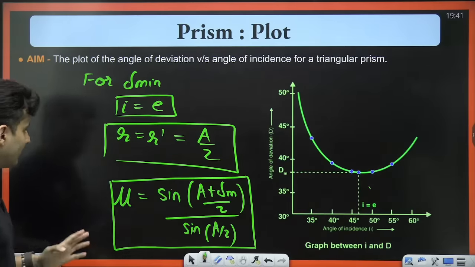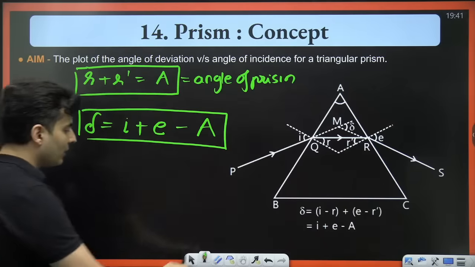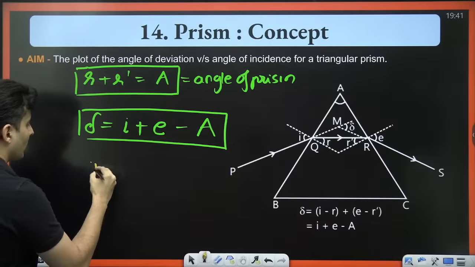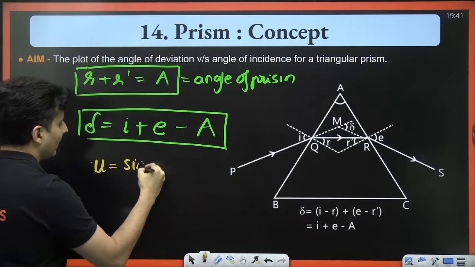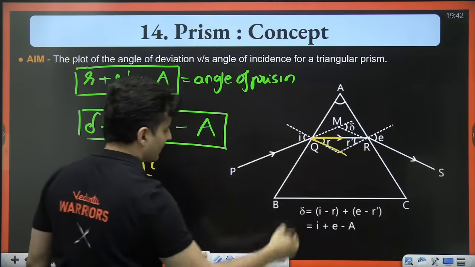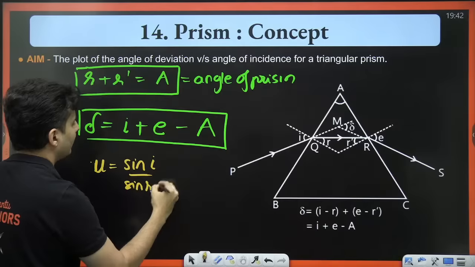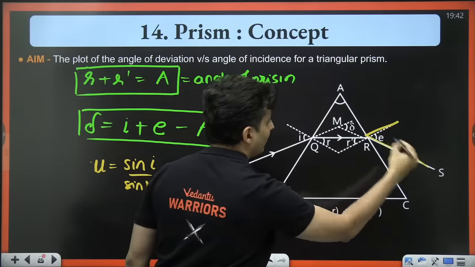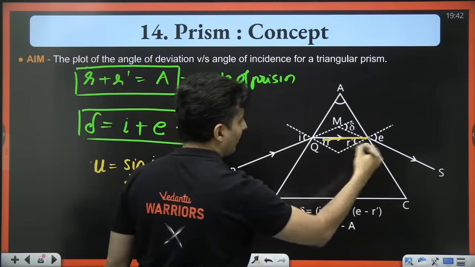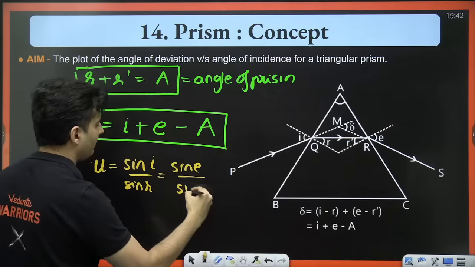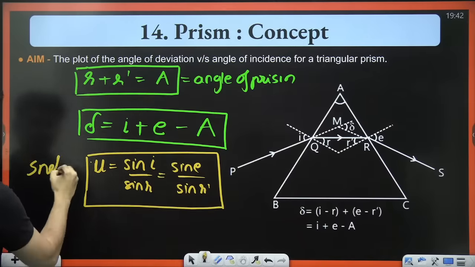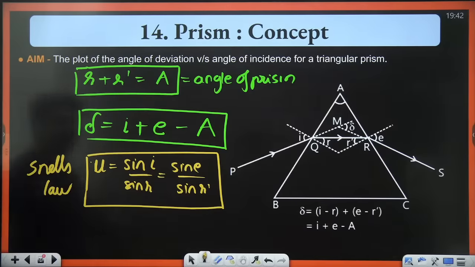Yes. Awesome. Now, going back over here, you can also use Snell's law at this and this interface. So mu, the refractive index, is sine of angle of incidence in air, which is I, upon sine of angle in glass, which is R. Which I can also write as sine of angle of incidence in air, which is E, upon sine of angle of incidence in the glass, which is R prime. This is also applicable, your Snell's law.